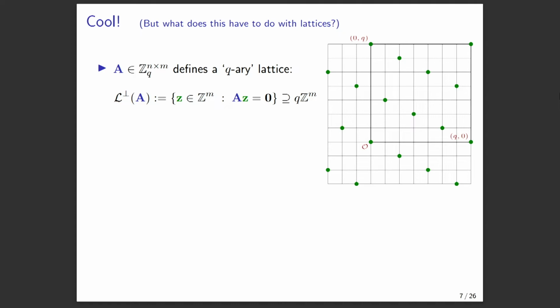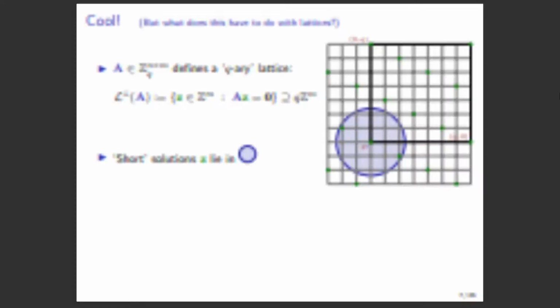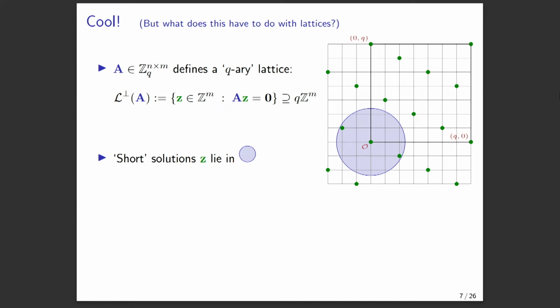So if you think about z here as a two-dimensional vector, q comma 0 is always in this lattice. Because you multiply the first column of A by q, that zeroes it out. The next column you multiply by 0, that zeroes it out. Add them up, you still have 0. So q times the standard vectors are all in the lattice. And what that implies is the lattice is shifted cube copies of the same thing. Okay? So what does this have to do with SIS?